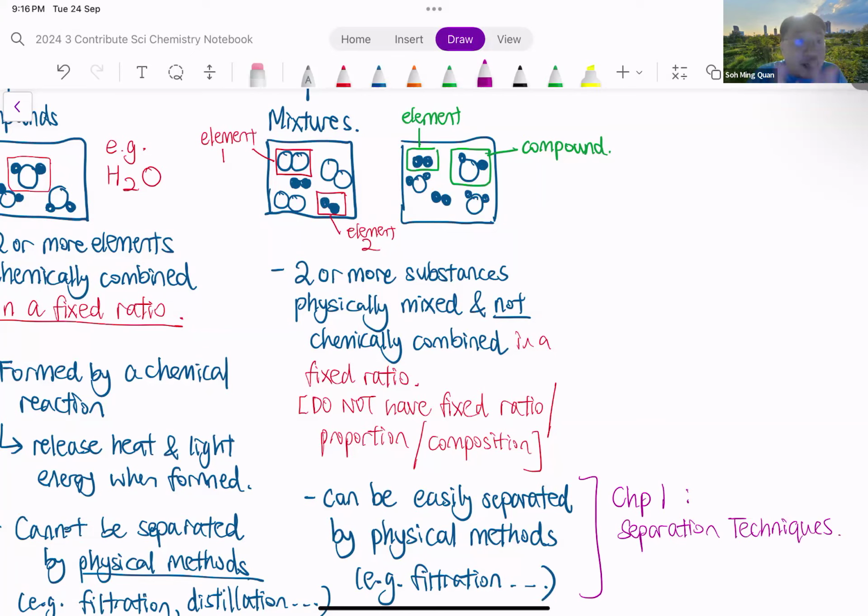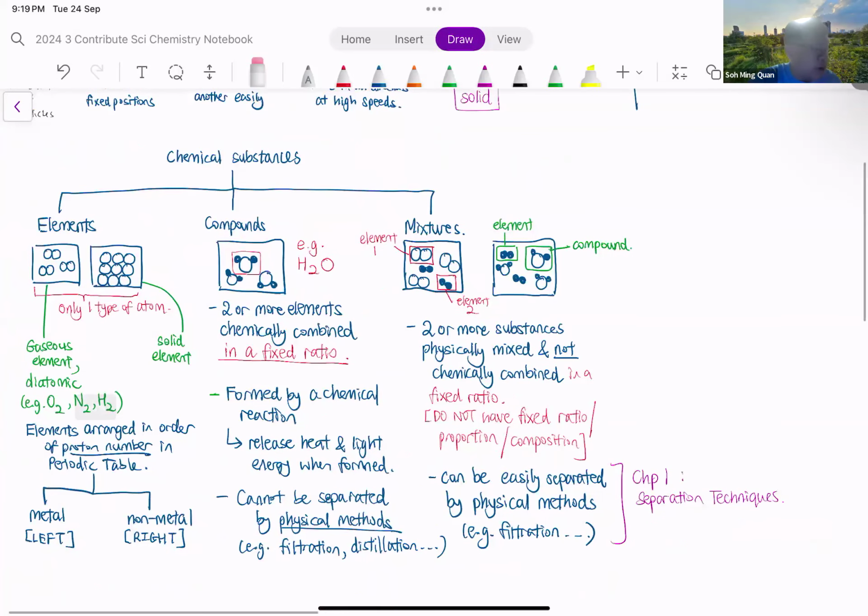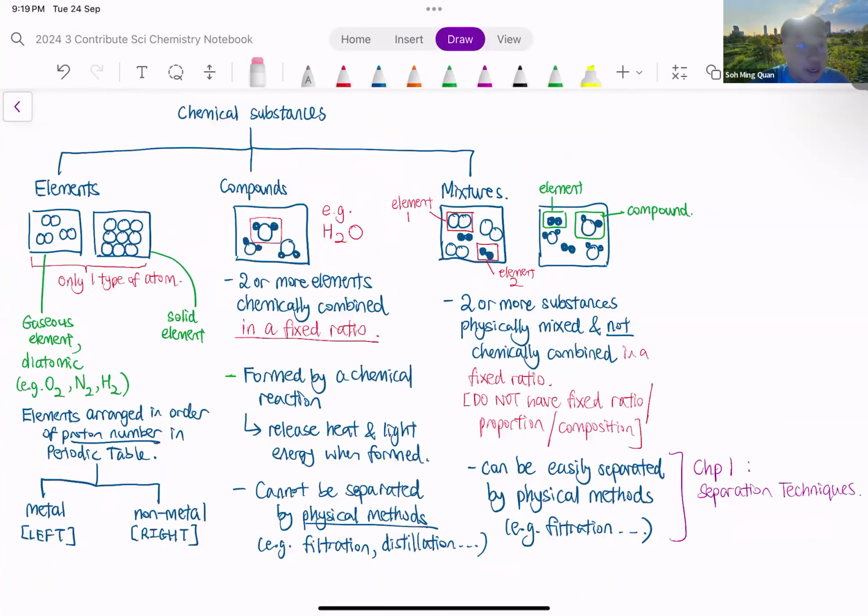Okay, and that really brings us almost to the end of elements, compounds, mixtures. The very last part, I'm just going to zoom out so that we look at the elements, compounds, mixtures as a whole. So now let's zoom out and look at the whole chart of elements, compounds, and mixtures. So we started off by saying, okay, chemical substances can be classified as element, compound, or mixture, depending on what types of particles they contain.